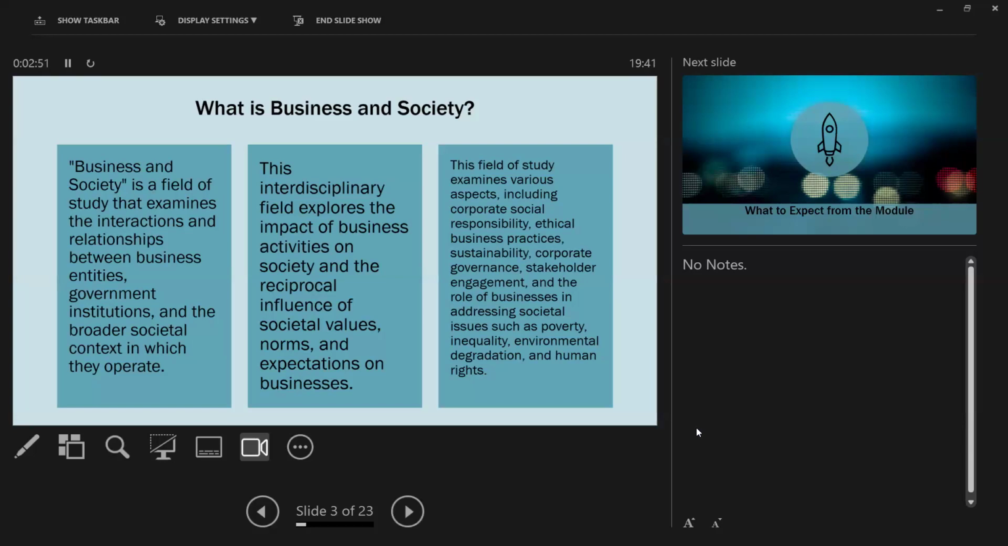So this field of study examines various aspects. It includes, in this module, we're going to talk about corporate social responsibility, ethical business practices, and what is called sustainability. We're going to talk about corporate governance, stakeholder engagement, and the role of business in addressing societal issues such as poverty, inequality, environmental degradation, human rights, or maybe the issue of gender equality.